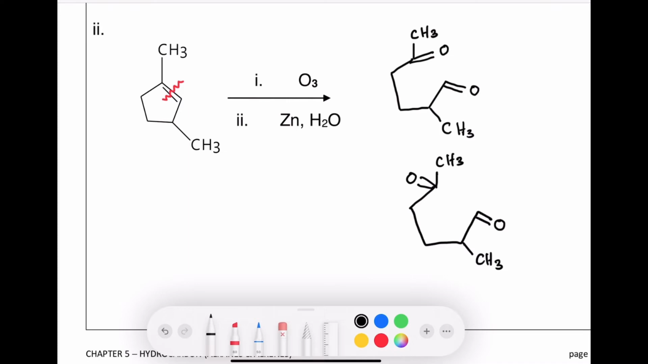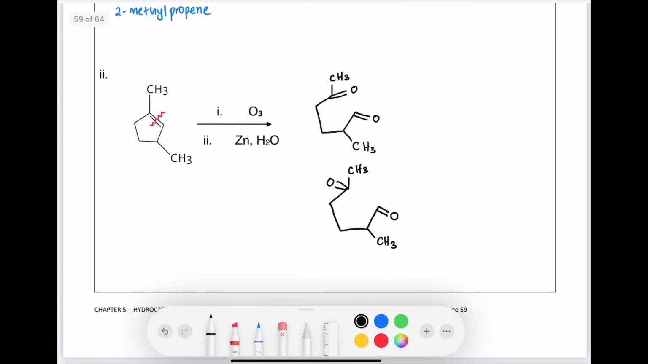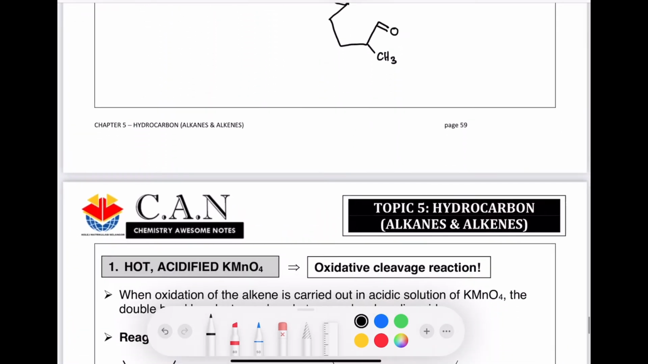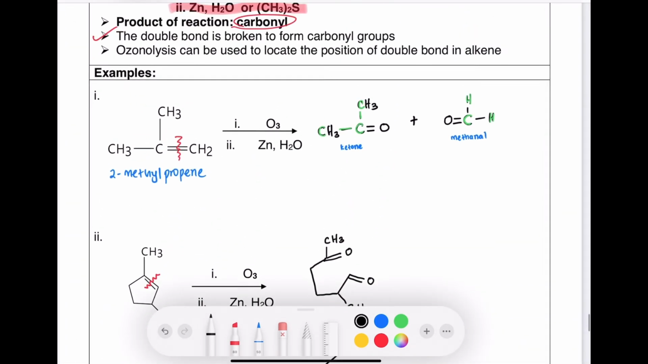So you have this structure. All right, so just break it up and add O.